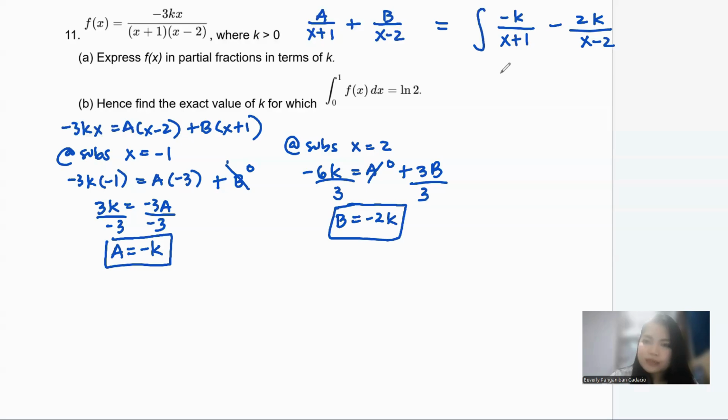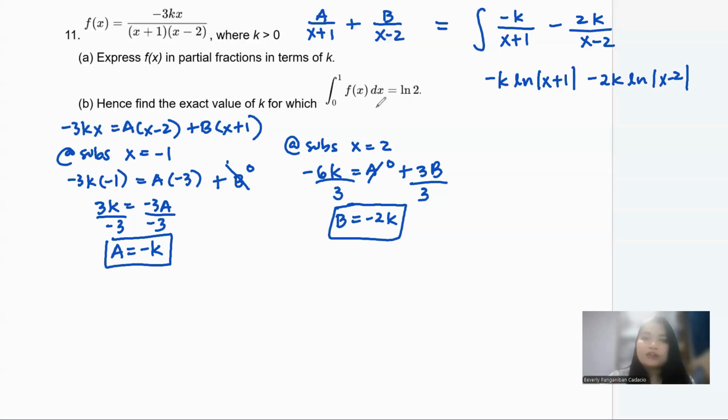Let's integrate. So you have negative k ln, it's just the same thing. Just consider the k as constant, x plus 1. And it's going to have the same thing, will be negative 2k ln x minus 2. If it's a chain rule, don't forget to divide it, please.